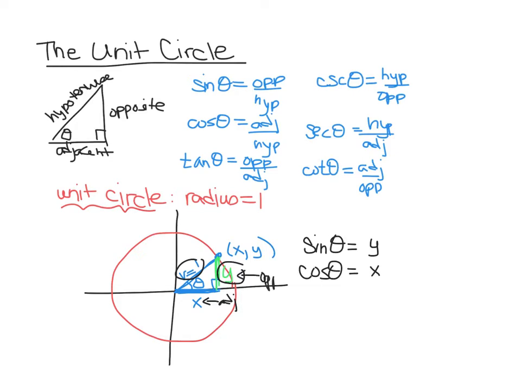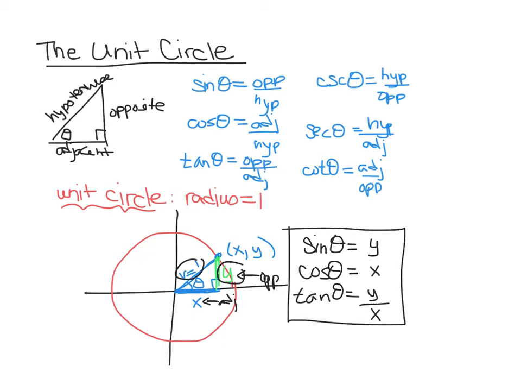So then tangent, same idea. My opposite is y, my adjacent is x, so I get that tangent is y over x. These three things are going to help you extensively if you have a unit circle, or if you have the unit circle memorized. And there are going to be some that you will probably want to memorize.